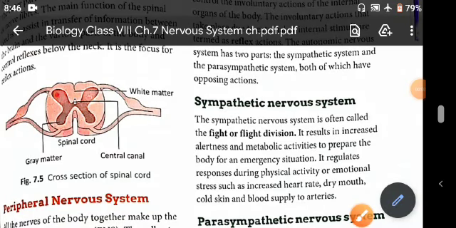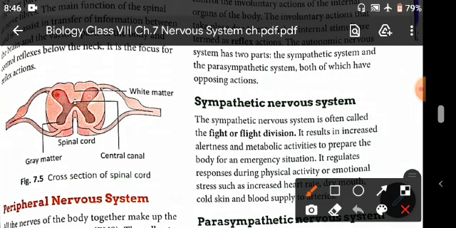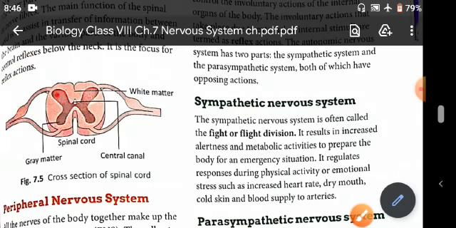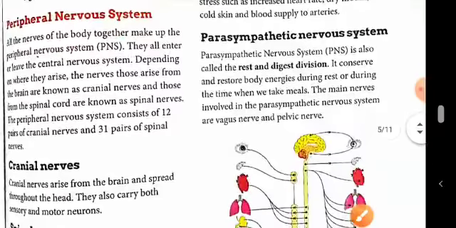Well, in our previous class, we had discussed the central nervous system, and in the central nervous system we had discussed the brain and the spinal cord, and the cross section of the spinal cord is given here. Now, the next topic is the peripheral nervous system.